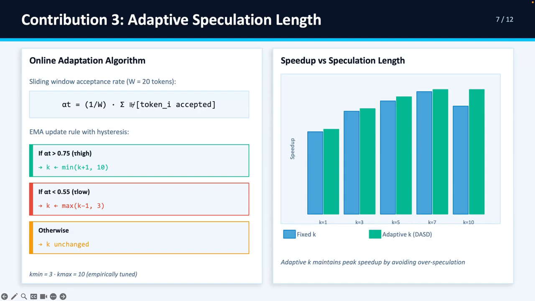Consider two extremes. If your draft model is generating tokens that the target model accepts 90% of the time. So on the right hand side, there is a speedup versus speculation length for fixed K versus adaptive K in DSD, and that is how the algorithm works.